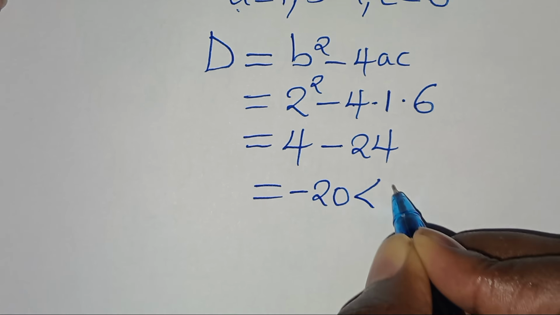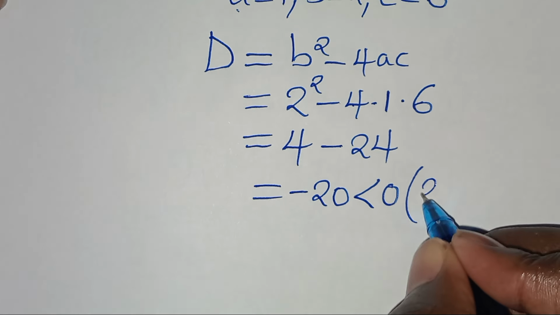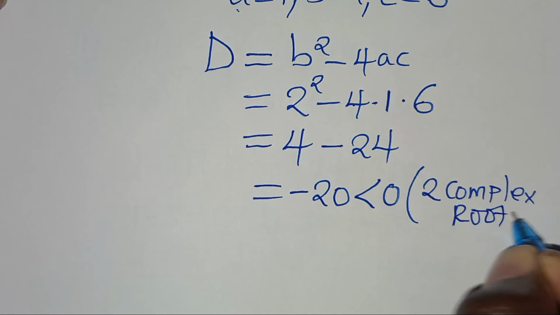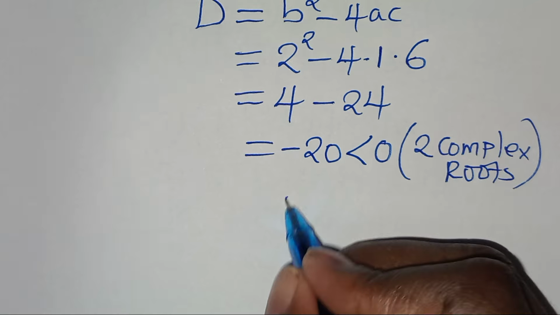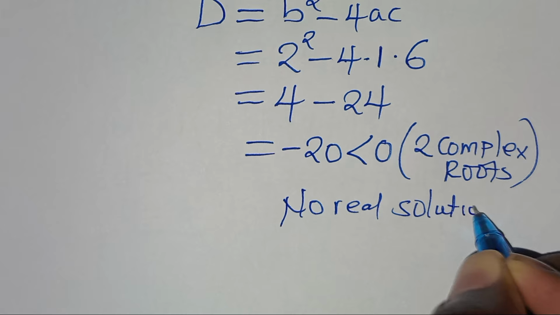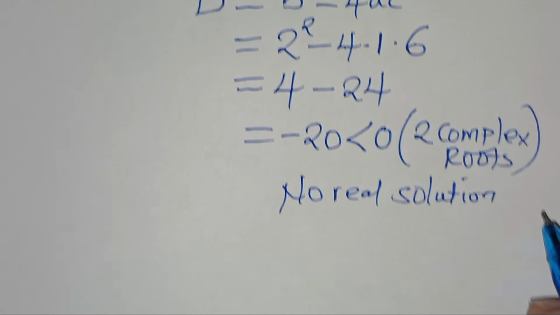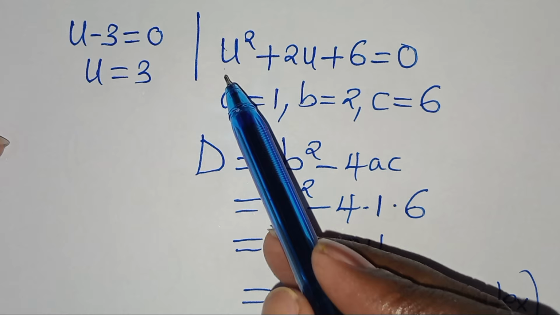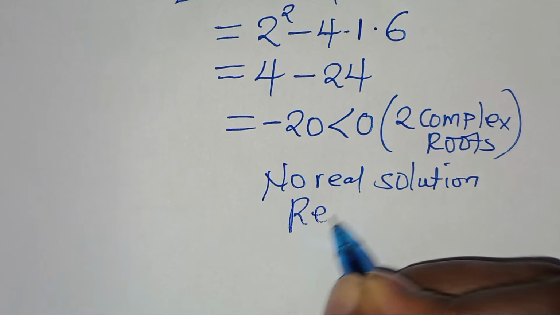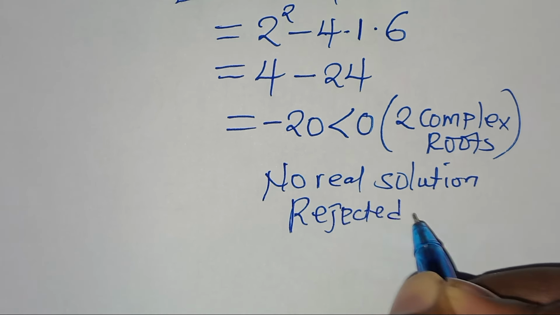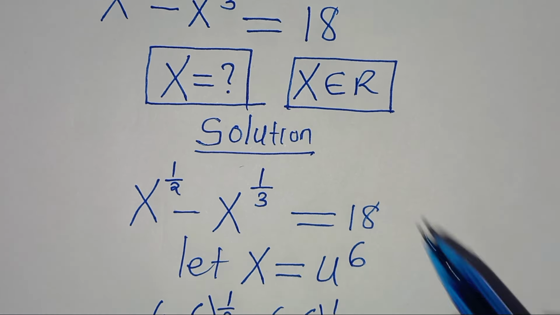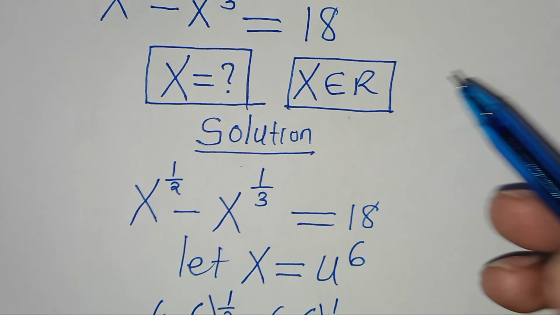And remember, -20 is less than 0, and this implies that we have two complex roots. In other words, there is no real solution that can be obtained from this quadratic equation. So this means that the quadratic equation is rejected simply because x is a member of the real numbers.